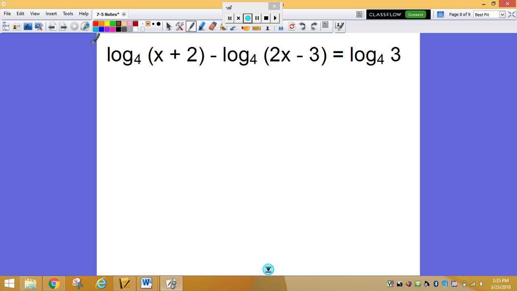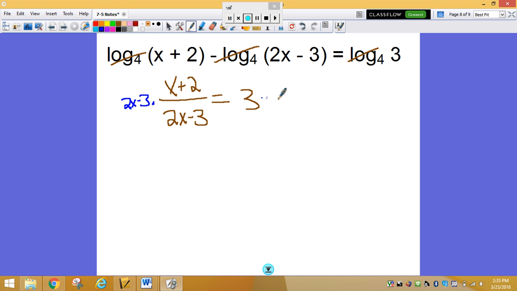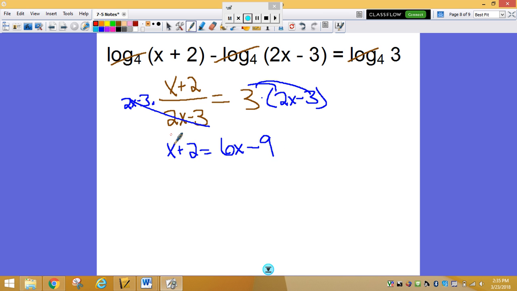One more example to go over. All right, we're back to everything has a log base 4, which I love because that means they all just cancel. So I have x plus 2 over 2x minus 3, remember, subtract means divide, and it's going to equal 3. I need to get rid of this 2x minus 3 in the denominator, so I'm going to multiply by 2x minus 3. Those cancel. So I have x plus 2. I'm going to distribute, and I get 6x minus 9. I am going to move the x over so that it stays positive.